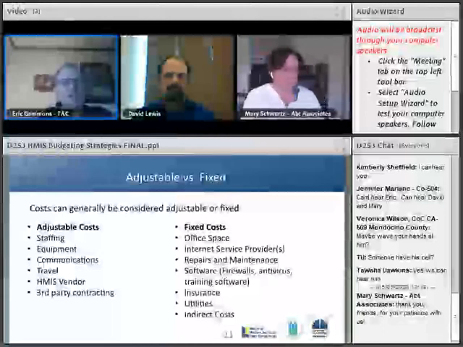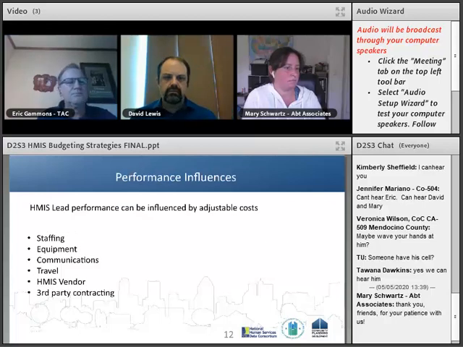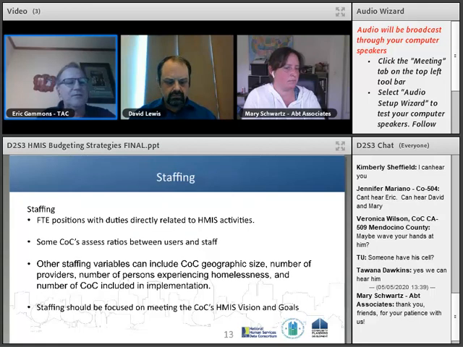So I like to look at costs associated with an HMIS lead as a combination of 2 pots of costs. One are fixed costs, and those costs are harder to change, harder to adjust in the middle of the year. A lot of these costs are locked into annual contracts or multi-year contracts, or it's just you can't change. Utilities, normally you only have one access to utilities, so you have to pay for whatever it is. But then you have adjustable costs, and those are costs that you can make changes to during the year and during a budgeting period. And they include staffing, equipment, communications, travel, again, your HMIS vendor, and you may be doing some third-party contracting, especially if you're addressing something that's immediate but not long-term.